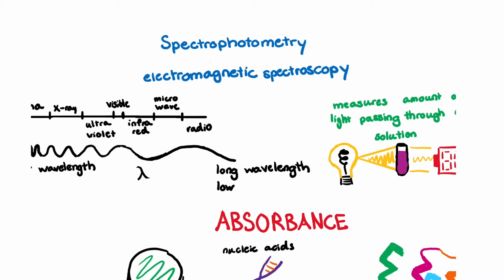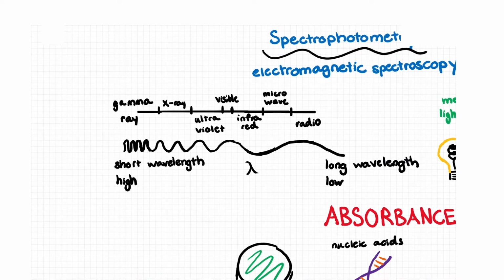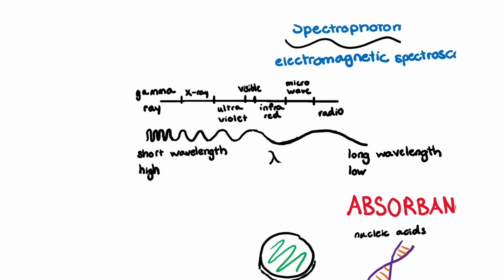Today we're going to continue our series on lab concepts with spectrophotometry. Spectrophotometry uses the concept of electromagnetic spectroscopy. And to understand this concept, we need to take a look at the electromagnetic spectrum. The electromagnetic spectrum goes from gamma rays, X-rays, ultraviolet light, all the way down to radio waves.